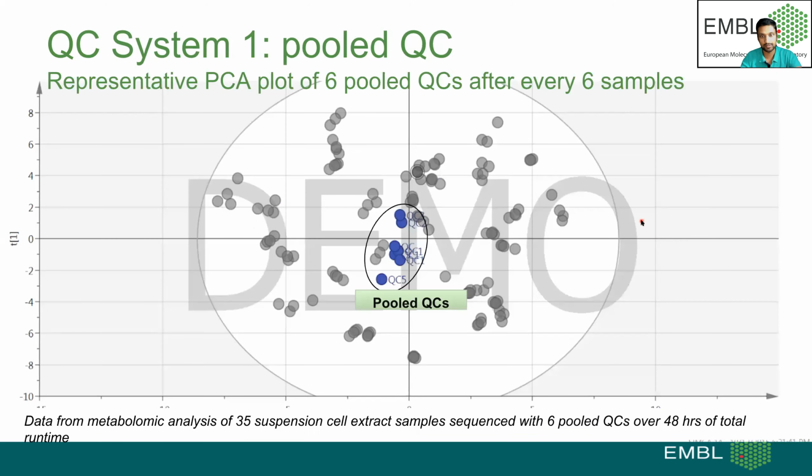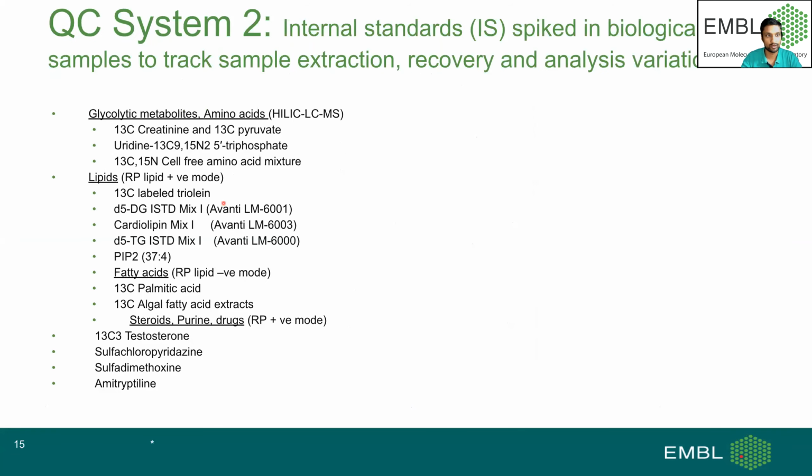How do we check that data is consistent? We use a PCA plot. These are the QCs which we injected throughout the sequence after each 5 to 6 samples, and these are the samples. If my pooled QCs are aggregating well together, this means the analysis is okay. And if in my PCA plot they are scattered all over the place, then there is something wrong in my analysis and I have to discard my data. This is a very easy and quick way to judge if data is of appropriate quality or not before going ahead with any analysis. These are also some of the internal standards we use as another quality control. Again, it depends on what type of method and what type of metabolites we are targeting.